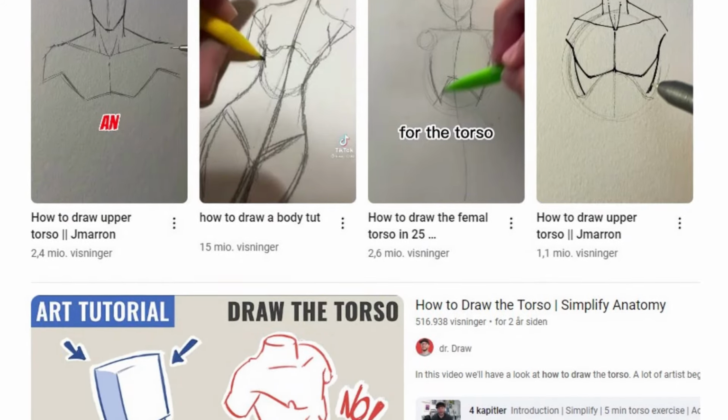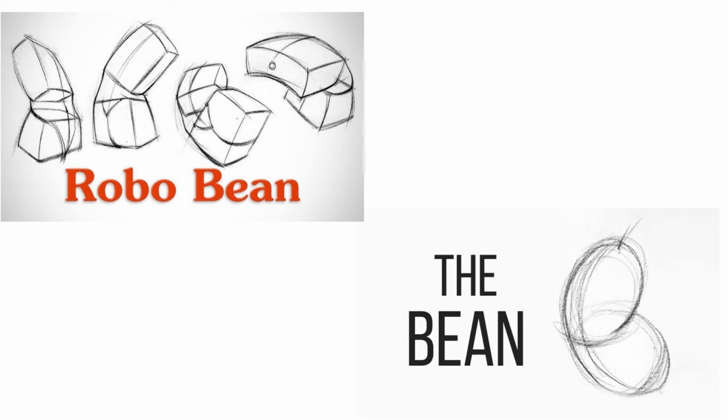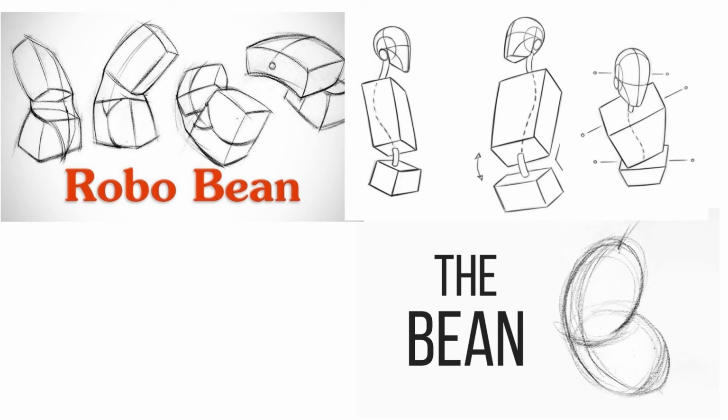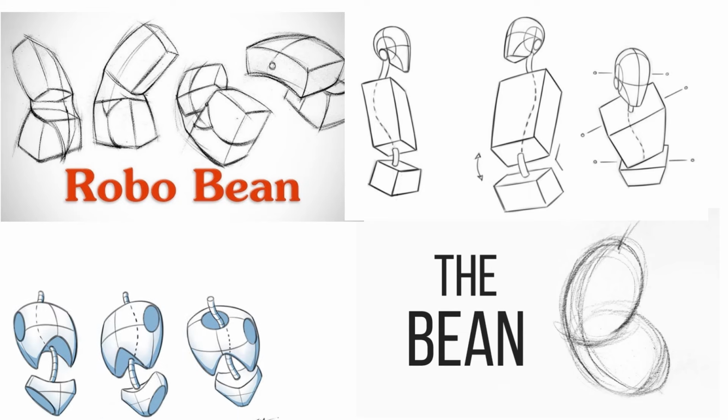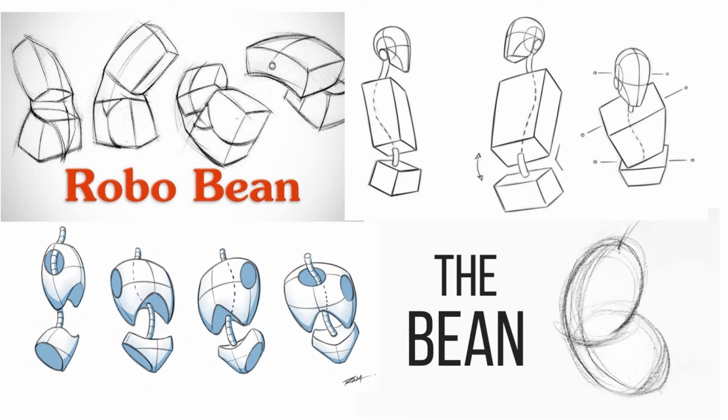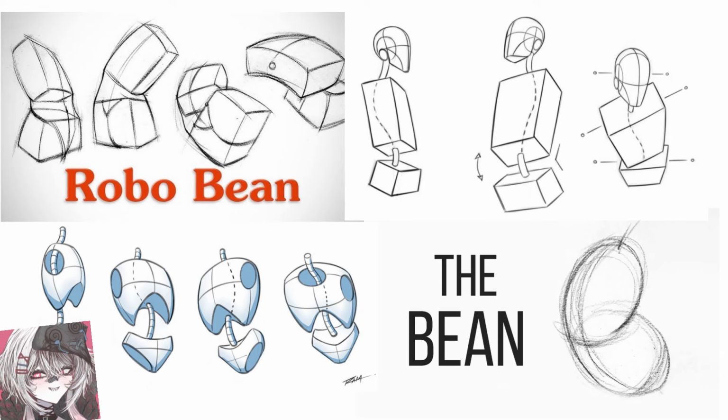There are different ways to draw the torso, maybe by using the bean method, maybe by using the robot bean method, where there's a box attached to it, or maybe use a box for each part. You can also draw a very simplified version of the skeleton. There's a lot of ways.